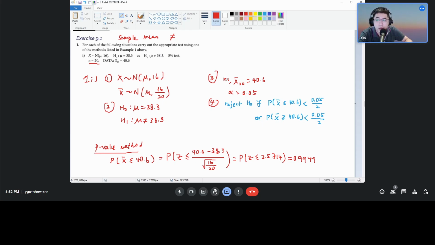And step 3, we have our evidence. Evidence is actually written over here. So they write bar x of 20, which means the average of the 20 samples gives you 40.6. And the alpha is 0.05.